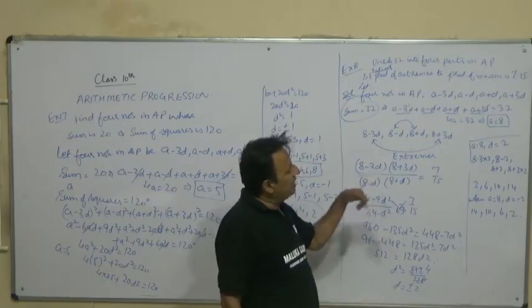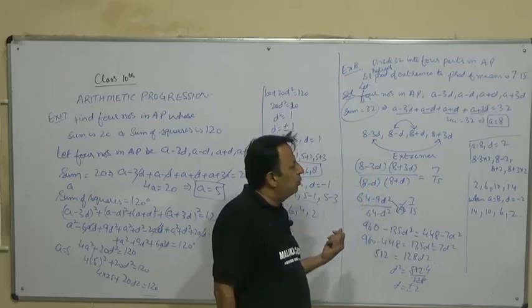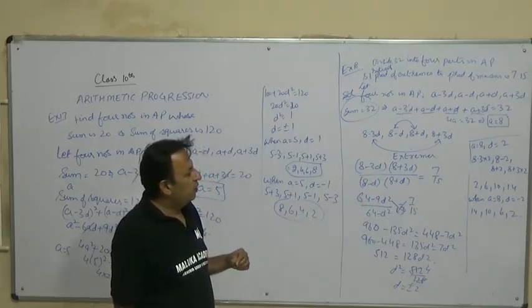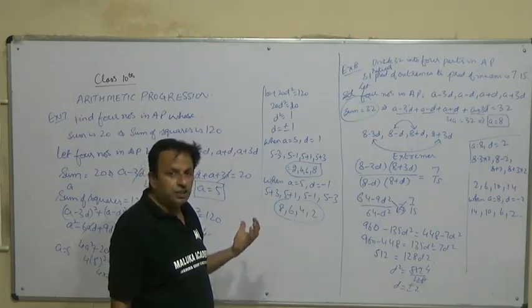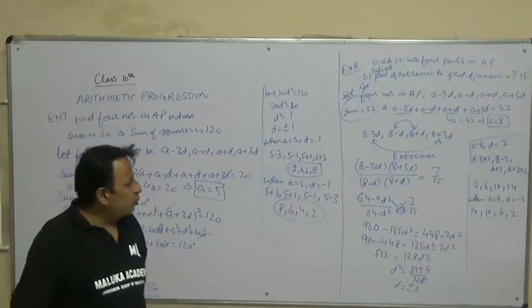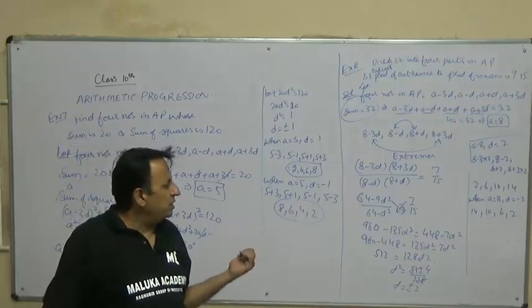Then when a is 8 and d is equal to 2, you get the answer as 2, 6, 10 and 14. So this sum makes 32, and when d is equal to minus 2, again we get 14, 10, 6, 2.